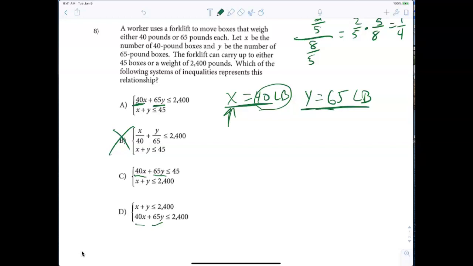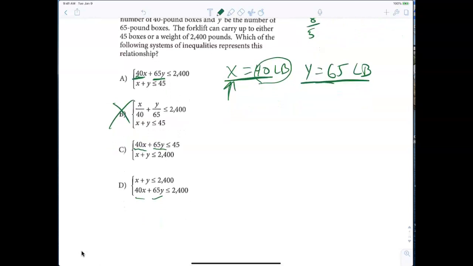Okay, so now, how much weight can the forklift handle? 2,400 pounds. More than that or less than that? Up to. Less than or greater than. Say it. Less than or equal to. So is A still okay? Yes. Is C okay? No. Definitely not, because that says 45, right?